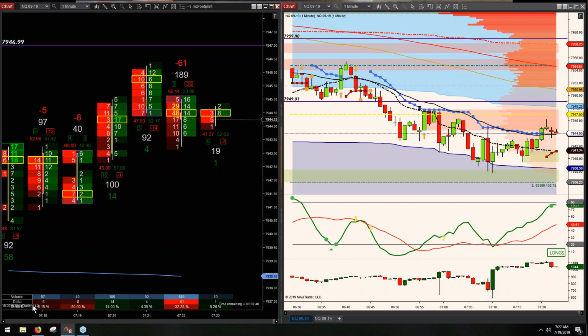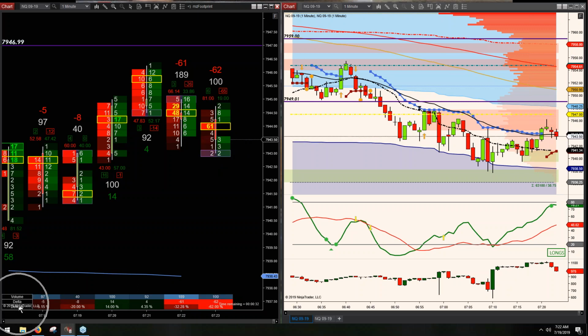You can customize everything on here, what you want to see on your little summary down here as well. So I've got volume, delta, and delta percentage down there. And you can customize filters as well, like if you want to just filter out and see big orders coming in. So everything is fully customizable to your likes and dislikes. So this is the way I have it set up.